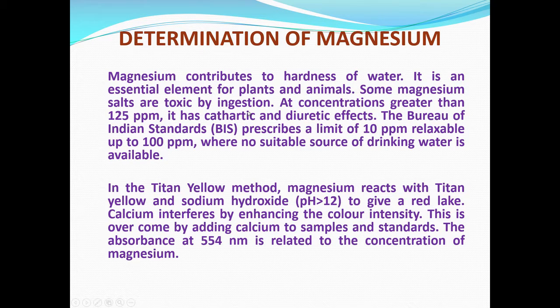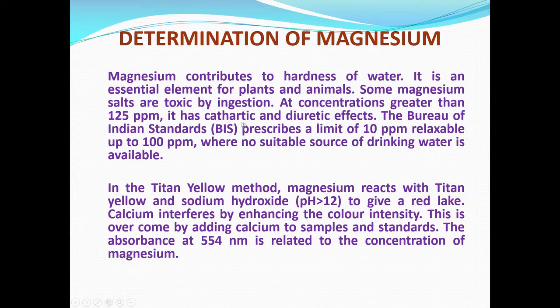with cement. So, it is not easy to destroy cement. It may develop cracks or something like that, that is different, but it is not easy to dissolve calcium and magnesium silicates, and they always form the scales. So, magnesium contributes to the hardness of water. It is an essential element for plants and animals. Some magnesium salts are toxic by ingestion, at concentrations greater than 100 ppm. There is some evidence of cathartic and diuretic effects.